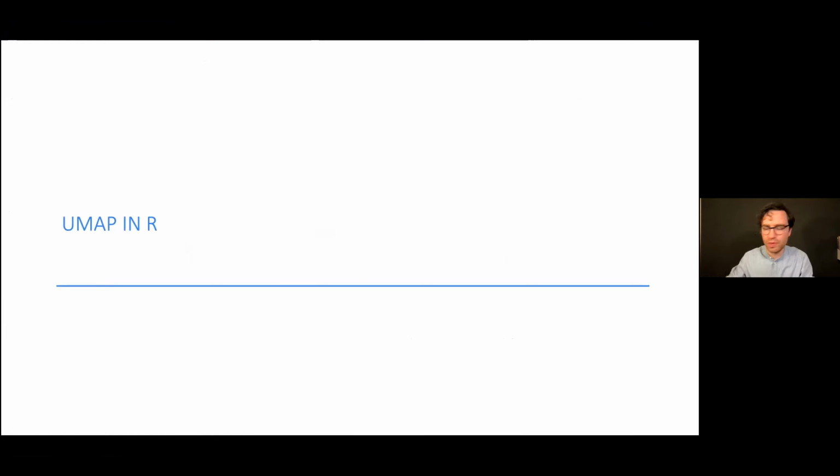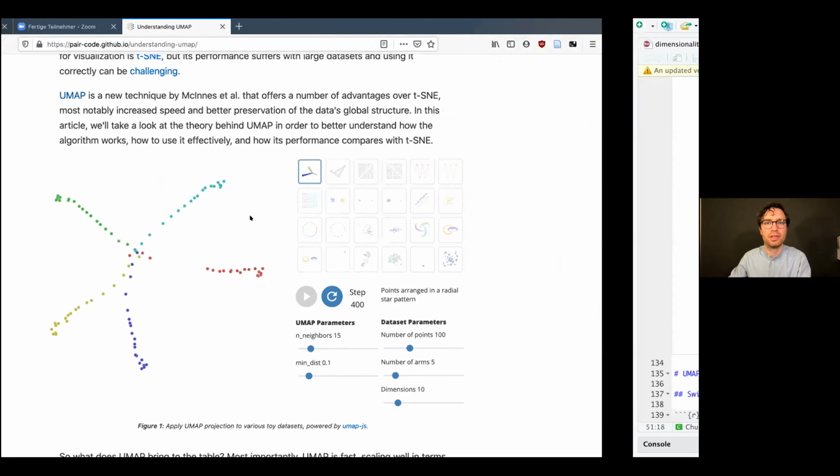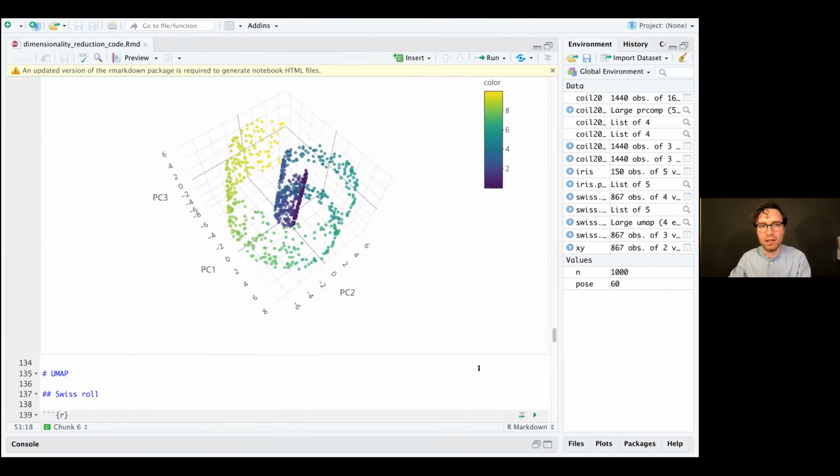You can, of course, do the same thing in R. I know this was a lot of information, and I didn't go into the details. Are there questions about UMAP at this point? Otherwise, I'll just show you how to do this in R.